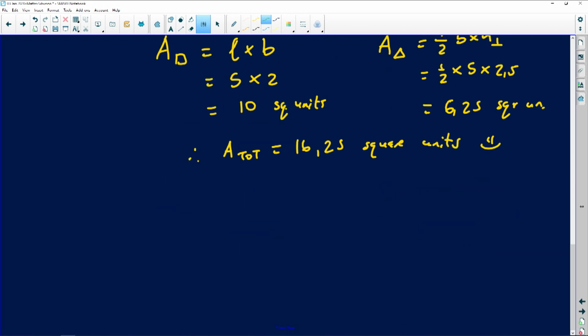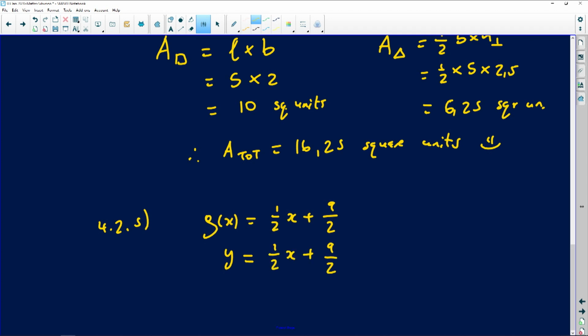We're looking for the inverse of g. The question is 4.2.5. Right? Now, g of x was given to us as half of x, right, plus 9 over 2, okay? So g of x is as good as y. So y is half of x plus 9 over 2. We are asking you to find the inverse.